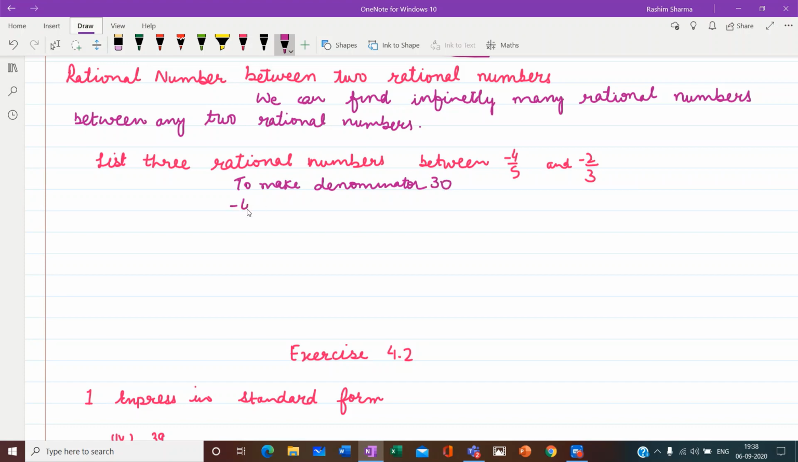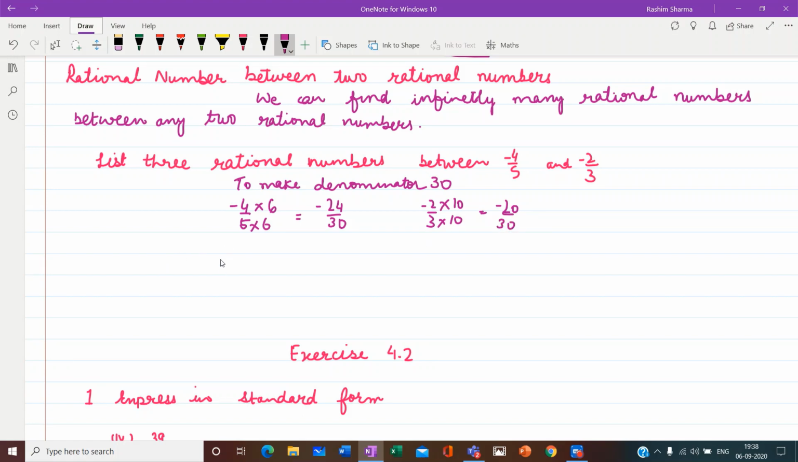We need to multiply here 5 with 6. So the same 6 we will multiply above also. So we get here minus 24 on 30. And the second number minus 2 on 3, when we have to change its denominator to 30 we need to multiply it with 10, so into 10 above also. So we get here minus 20 on 30.